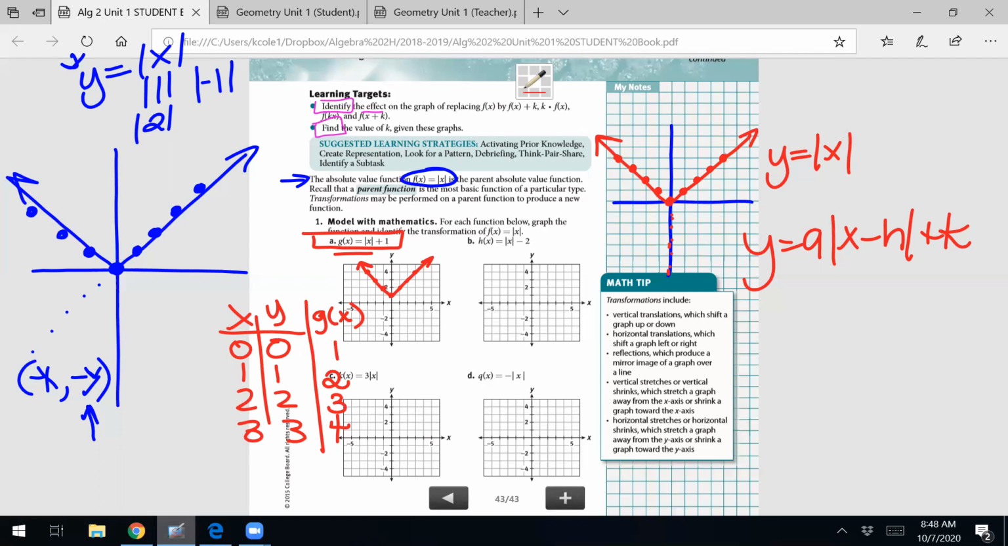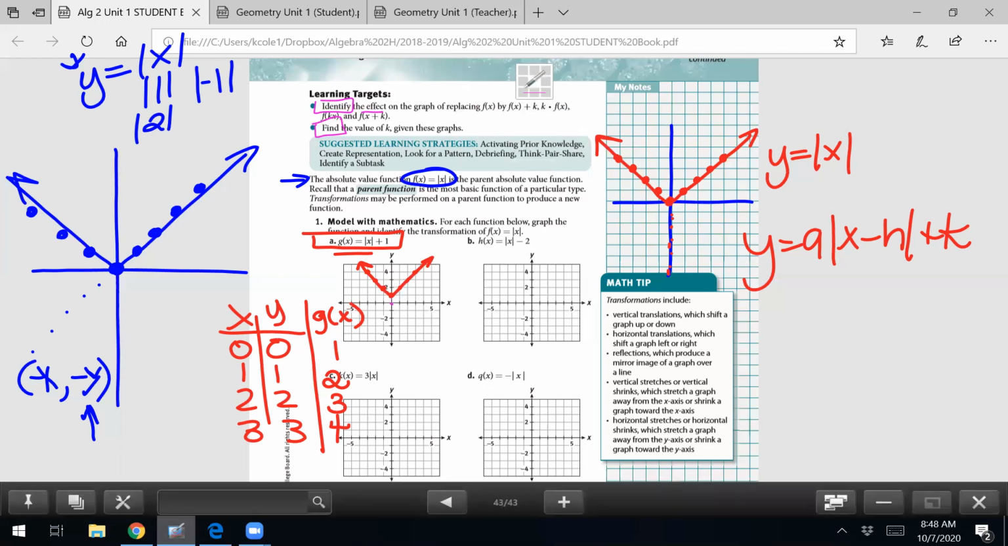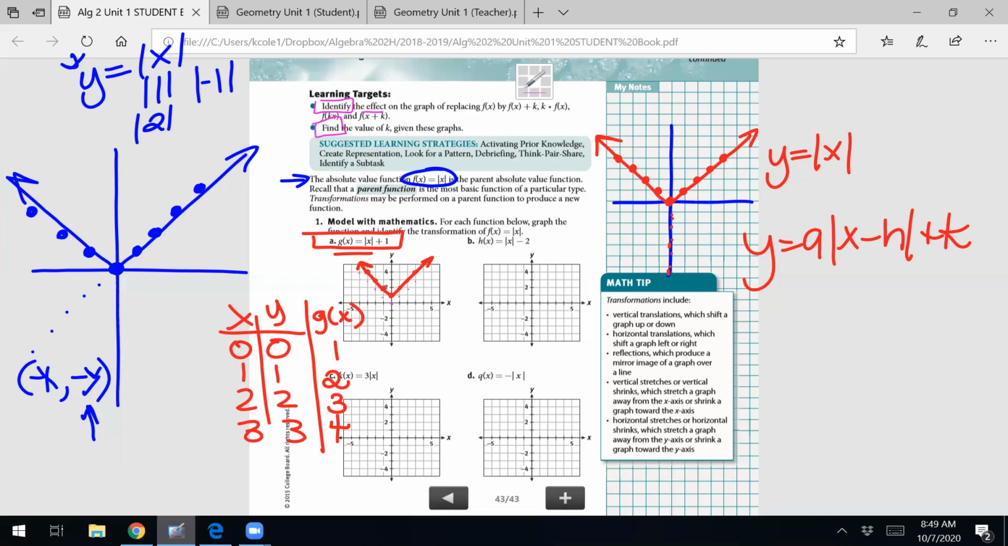Now, I think they wanted you to draw the parent function on here too. I'm going to just sketch that with this little pen. So I'm just putting the dots there at the origin and then moving it up. So you can see we didn't change the width. We didn't change anything about this graph. We just simply went up 1 place. Just took the whole V and shifted up 1. So that tells me that what is this K going to be?